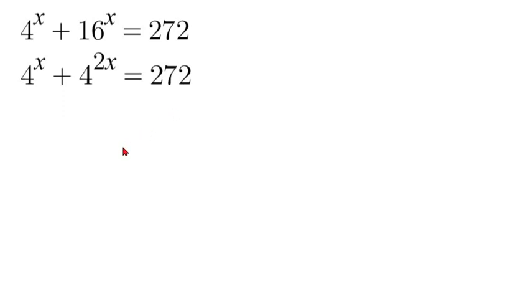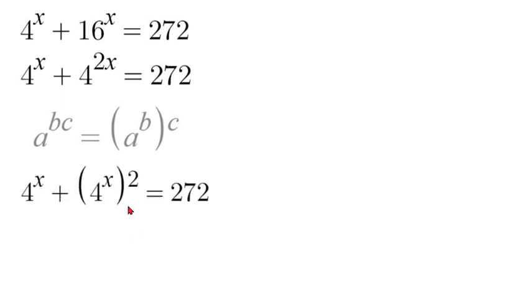Now, using exponent properties, we can say that since a to the power of b times c, or 2 times x, we can pull out our c value or our b value and have it to that power. So it can be a to the power of b to the power of c. So in this case, we're going to pull our 2 to the outside. So we'll have 4 to the power of x plus 4 to the power of x squared is equal to 272.